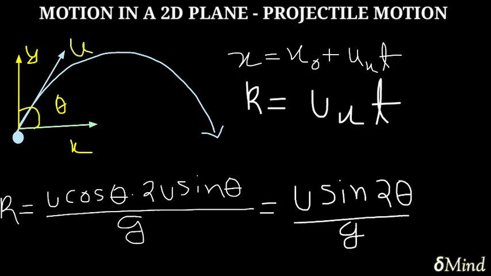By using the trigonometric identity 2 sin theta cos theta equals sin 2 theta to simplify the range equation, we get R equals u squared sin 2 theta by g.